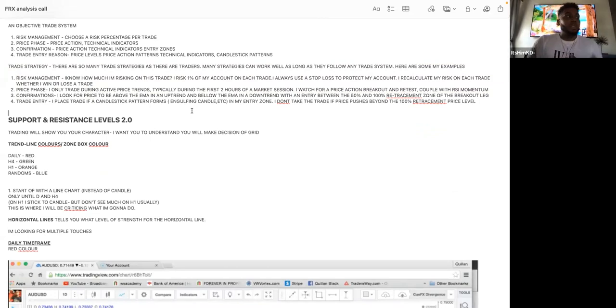This comes over time, but this is a little blueprint that you could copy when you're trading. If you're gonna put in a trade on a pair, you look at it and know how much you're gonna risk on this trade. I'm gonna risk 1% of my account on each trade. Always use a stop loss to protect my account.